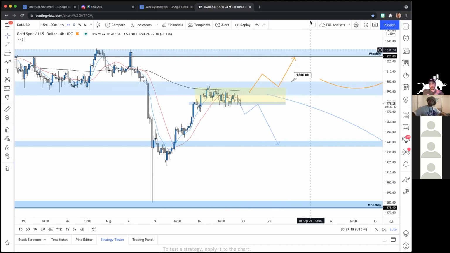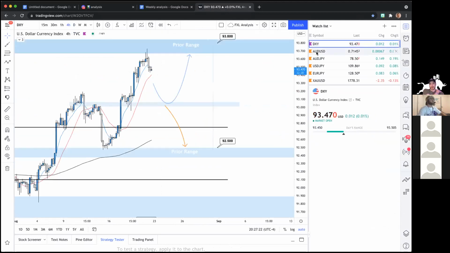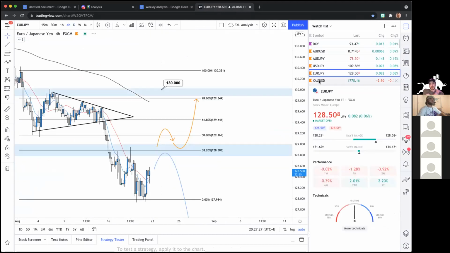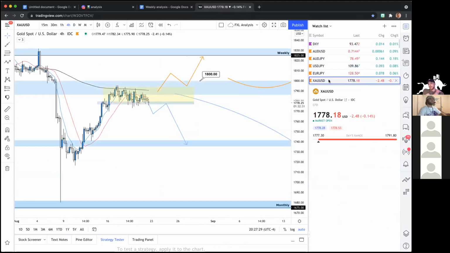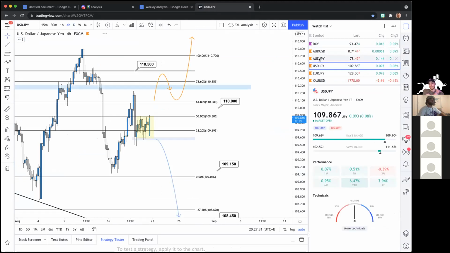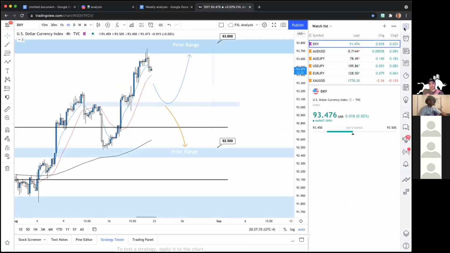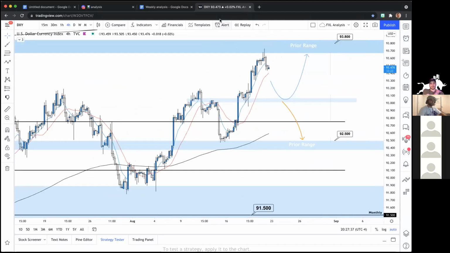All right, so that's gold. Covered quite a few for you guys and put them out. DXY, AU, AJ, UJ, EJ, and gold. But yeah, nothing really that close to an entry. Just going to have to wait. Hopefully we'll get something in the next day or so. But yeah, guys, thanks. And I'll pass it off to Angelo for his.